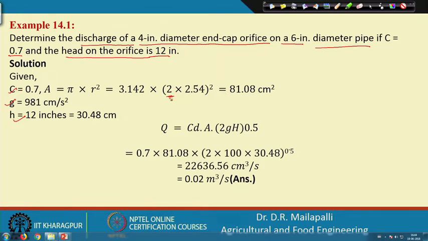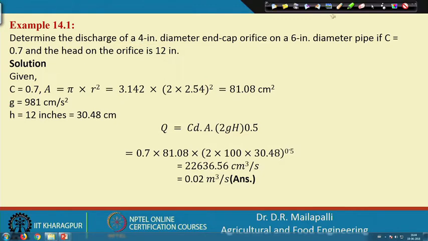You convert the 2 inches into centimeters, so you get area 81.08 centimeter square, and Q is equal to, this is the equation, with a square root of course. So 0.7 into 81.08, then substitute the values, and finally you get Q is equal to 0.02 meter cube per second.